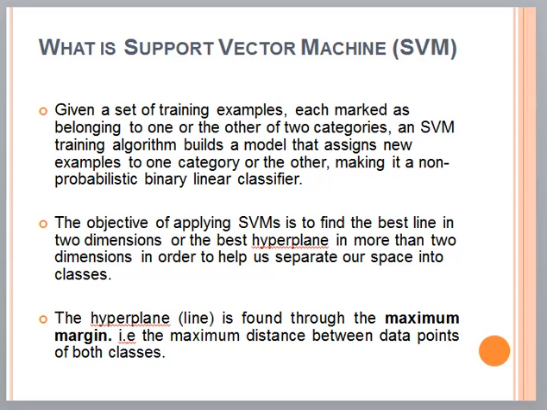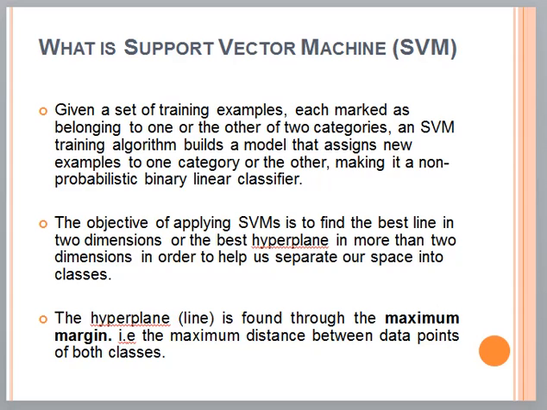So now let's see what exactly is a support vector machine, or an SVM. Given a set of training examples, each marked as belonging to one or other of the two classes or categories, an SVM training algorithm builds a model that assigns new examples to one category or other, making it a non-probabilistic binary linear classifier.